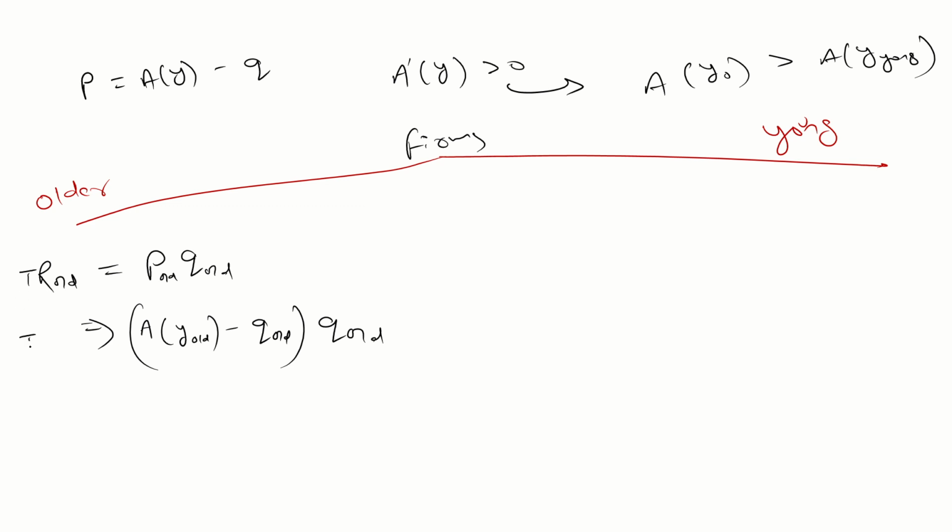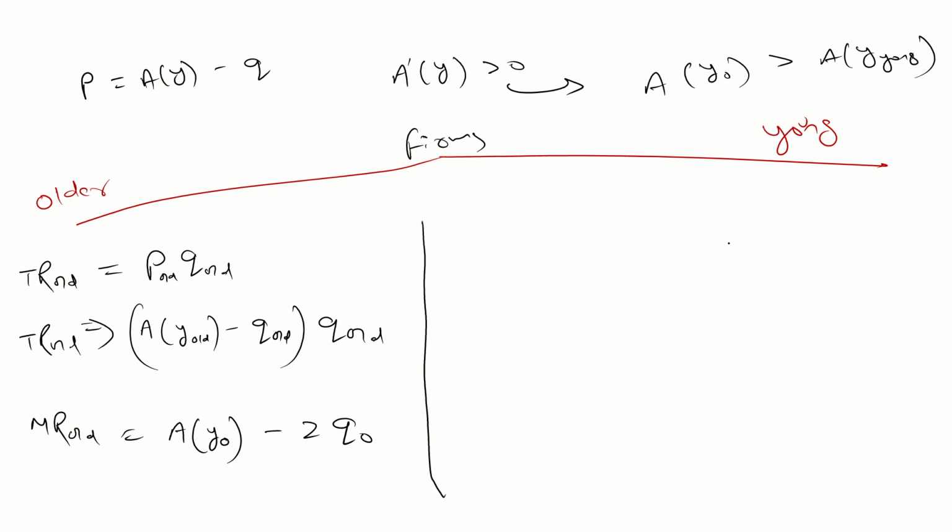Okay guys, this is the total revenue of old. So now just find the marginal revenue. Just multiply and differentiate with respect to Q old, and you will get these terms: A of Y old, that is A of Y naught, minus 2 of Q naught. You will get this. Guys, in the same way, can we find it for the young age as well? If the firm only operates in the old age period, then the firm's total revenue is this much and marginal revenue is this much.